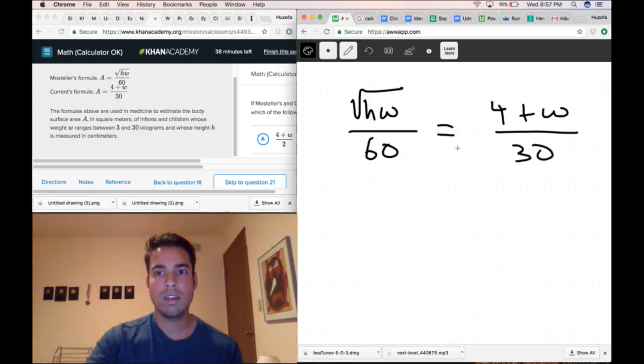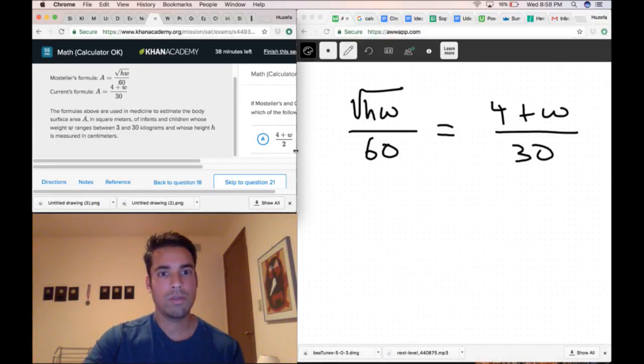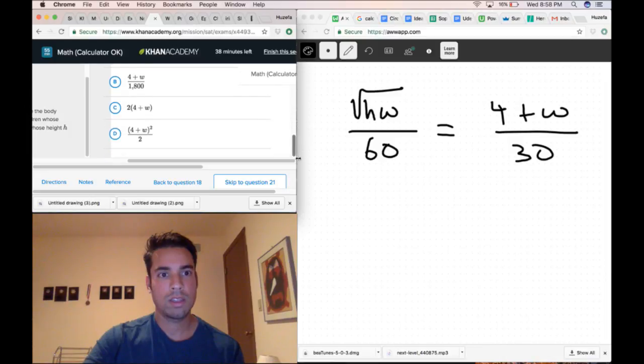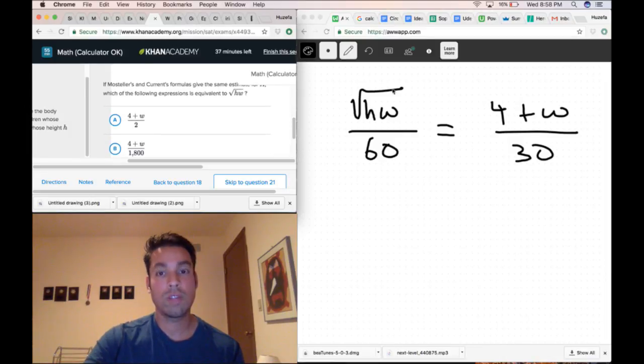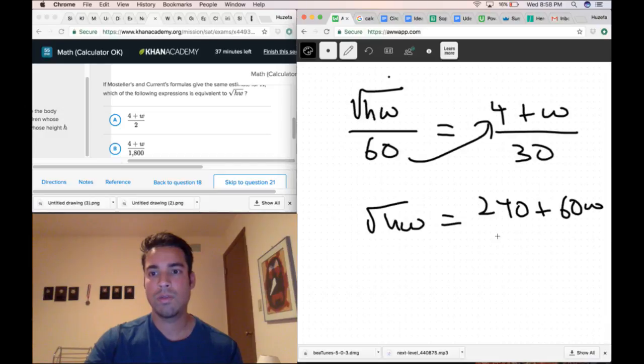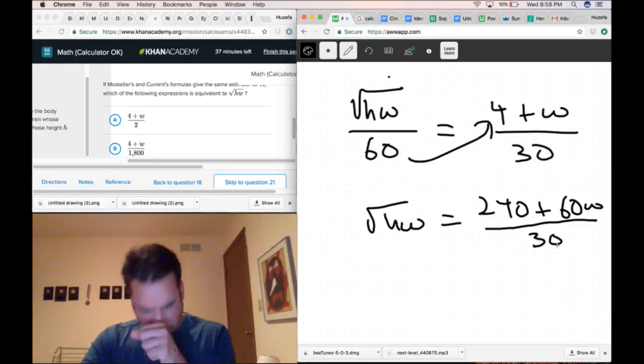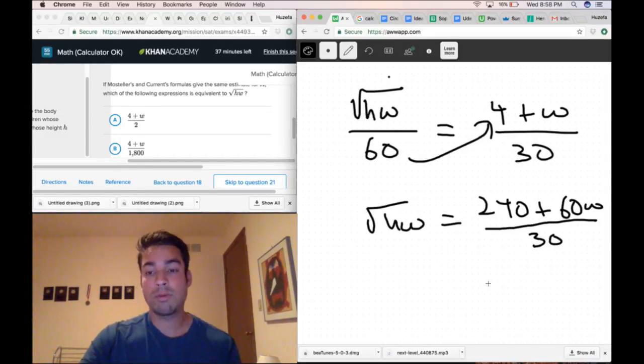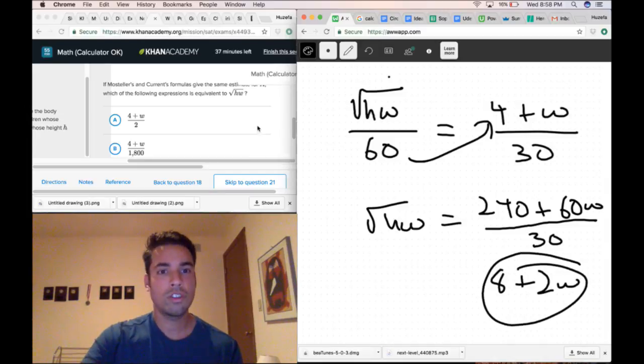All right, and then what did they ask for? Hold on, let me double check. And then they said, which is equivalent to, so they want to isolate this, you see? This is what they're trying to isolate. So multiply 60 times this side. And we get HW equals 240 plus 60W over 30. Divide both of these by 30. 30 goes into 240 8 times. 30 goes into 60 twice. So this should be our answer.